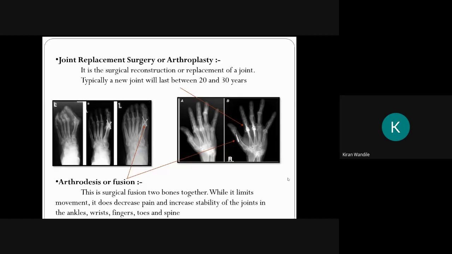And when you replace the joint with an artificial joint, it is called arthroplasty. So these are the tiny implants which are used for the replacement of the metacarpophalangeal joint. You can see on the second X-ray, this MCP joint has been replaced by an artificial prosthesis, and arthrodesis is done, that is, fusion is done in the first X-ray.